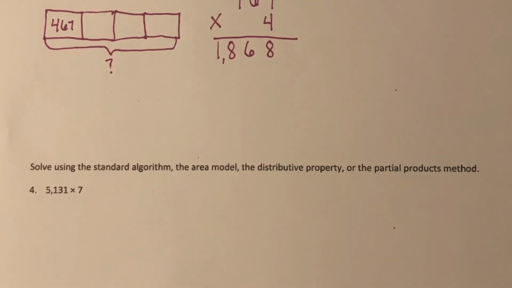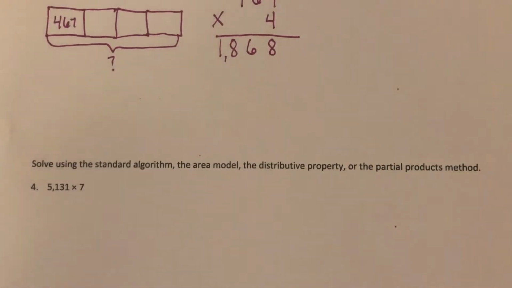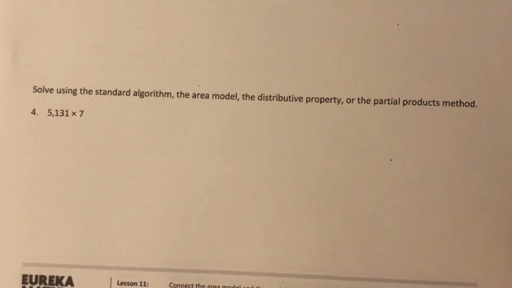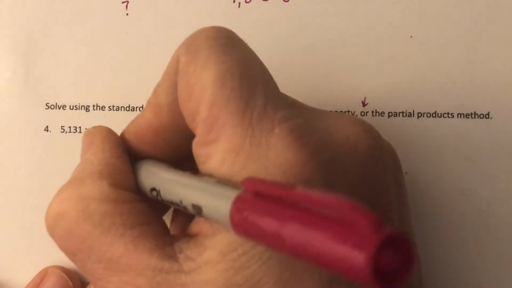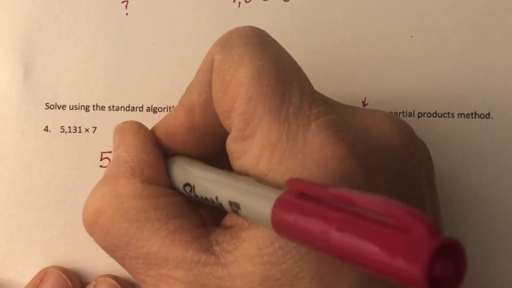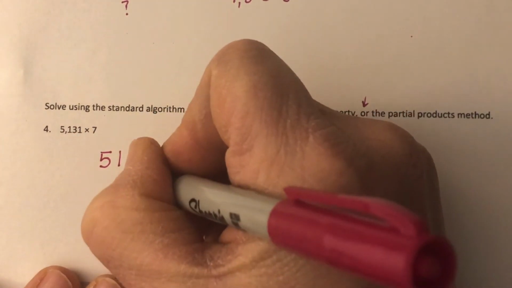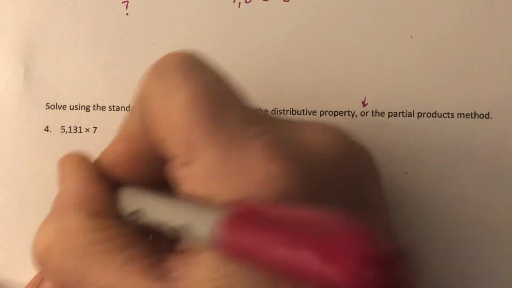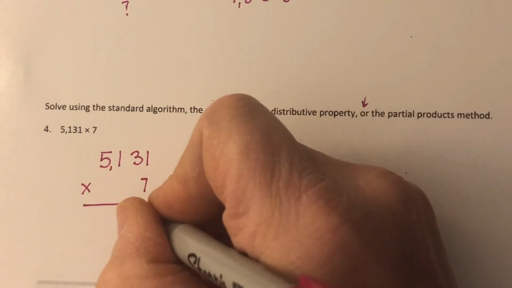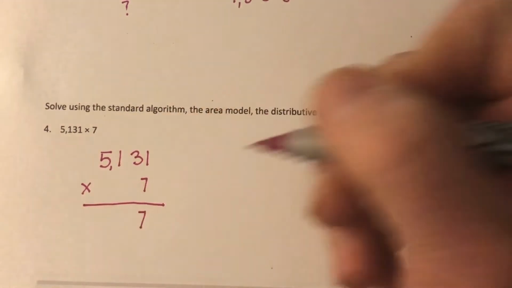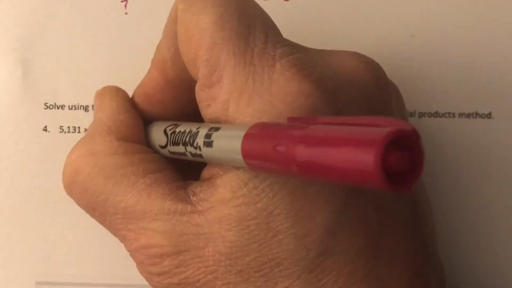The area model, the distributive property, or the partial products method. Okay, I can do that. So I see this or, I can choose any way I want to do that. The distributive property is when you break it down, it's just like the partial products, okay? So 5,131 times 7. Okay, I'm just going to use my standard algorithm. 7 times 1 is 7. 7 times 3 is 21, so I put down the 1, carry the 2.